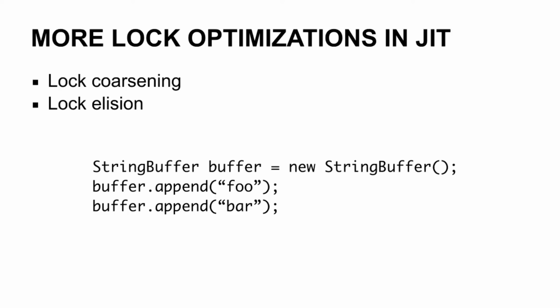Now, there are more lock optimizations, but those are done by the just-in-time compiler. Those are things like lock coarsening, where we can say, why take the lock twice for each append call? Let's just take one lock instead. Or lock elision, where the compiler can recognize that this string buffer is never used outside this method, so there's no need to lock at all. Before we can talk about those, we need to learn how to trigger the JIT in the first place, and that's what we'll talk about next time.